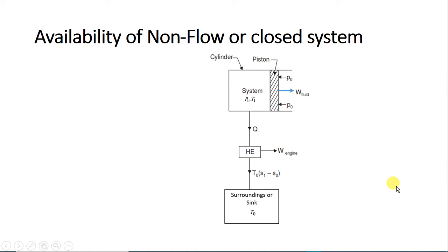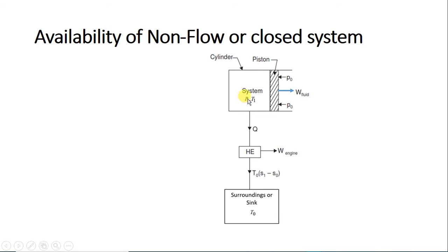Now the next derivation is availability of non-flow or closed system. We have studied two types of systems, closed system and open system, in module number 1. We will derive the equations for closed system and open system availability, very important derivations. What do you mean by closed system? Closed system means mass doesn't transfer, but energy transfers. Here I have given an example of a closed system. A cylinder and piston arrangement is given, and this is the closed system.